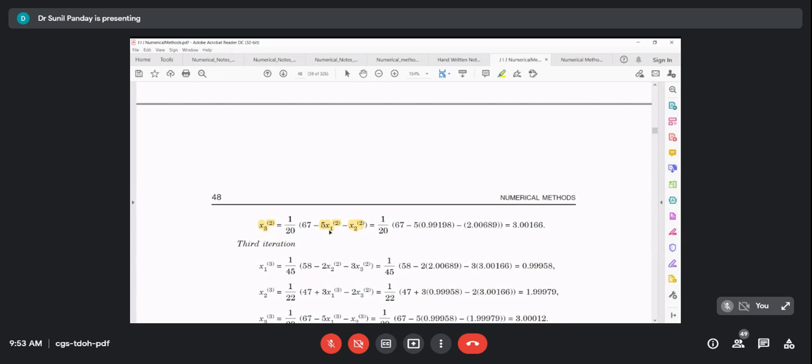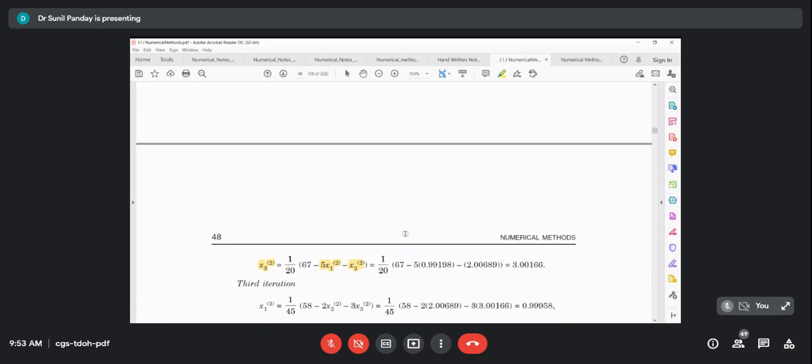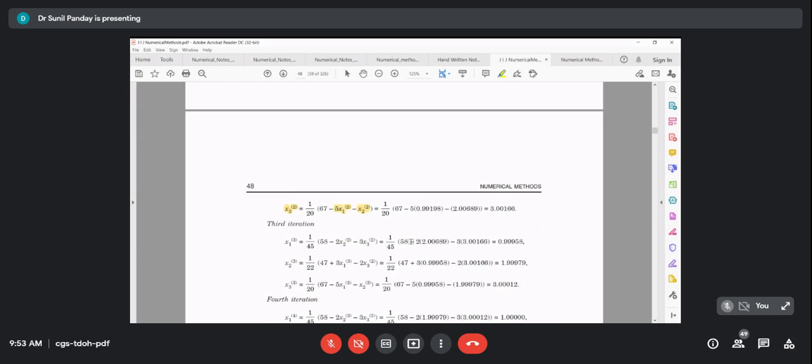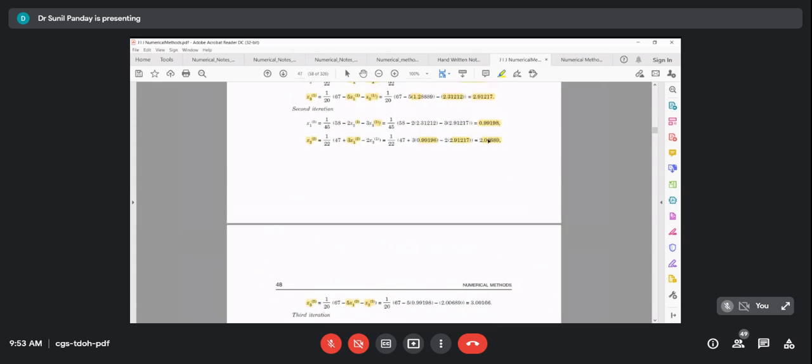But if this one is Gauss-Jacobi, here we have the x1 first updated value and the x2 first updated value. So this is the difference between the Jacobi method and the Gauss-Seidel method. So we have substituted these values here. From here we have substituted x2 first, this one, and this one is substituted here, and we are getting this updated value.